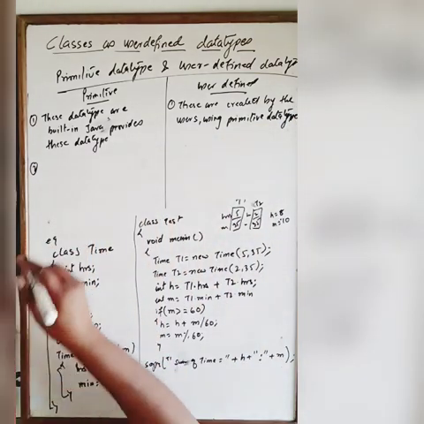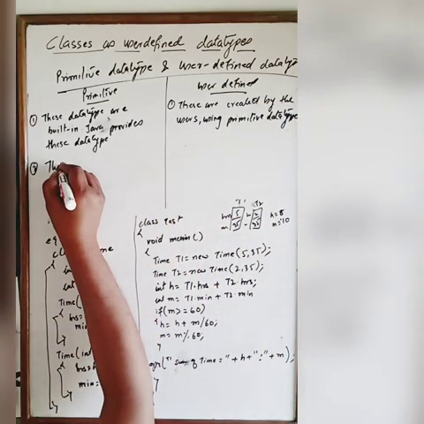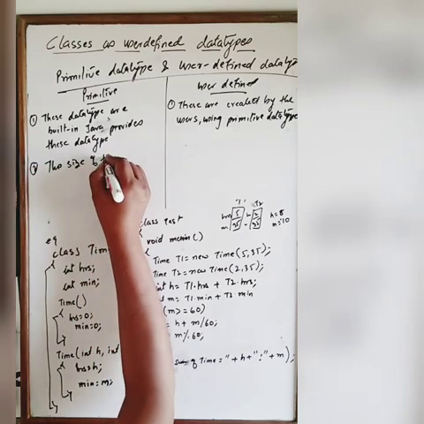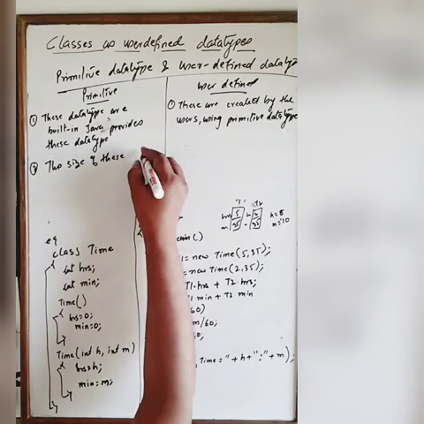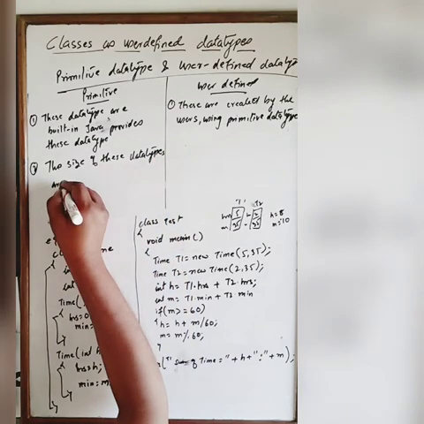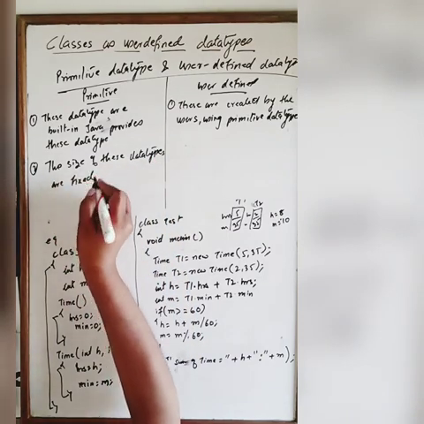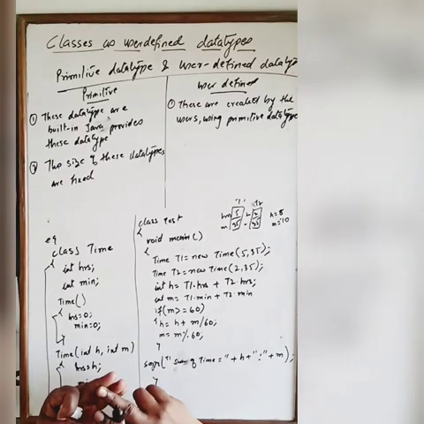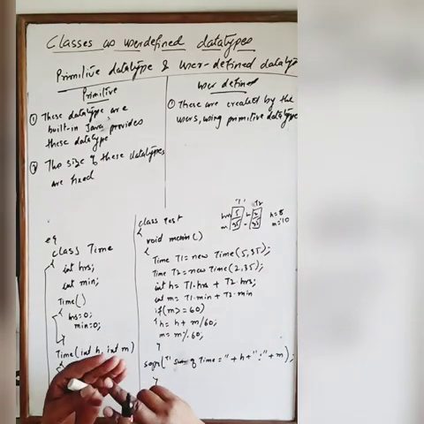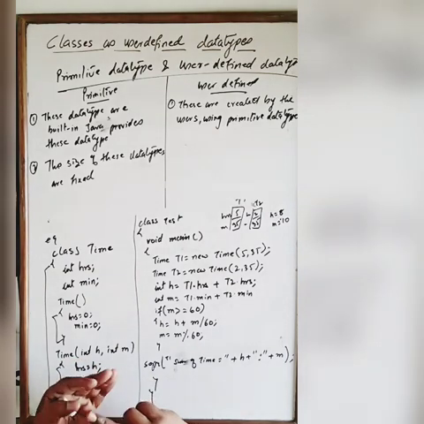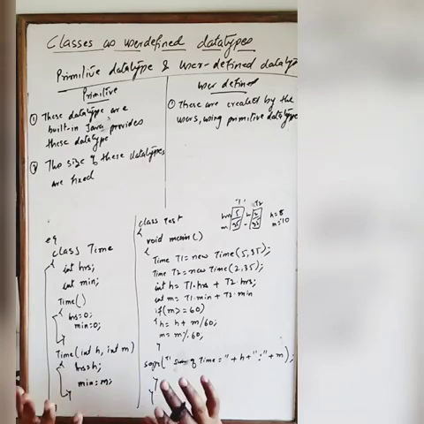Second point, the sizes of these data types are fixed. You know, byte is 1 byte, short is 2 bytes, int is 4 bytes, long is 8 bytes, float is 4 bytes, double is 8 bytes, char is 2 bytes, and boolean is 1 byte. Their sizes are fixed.